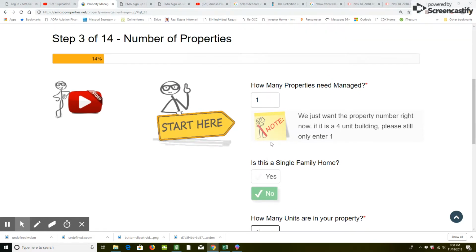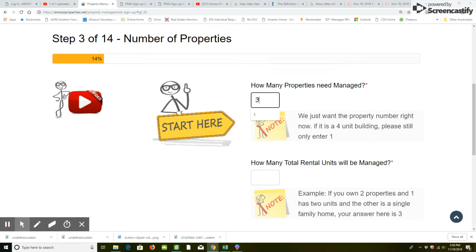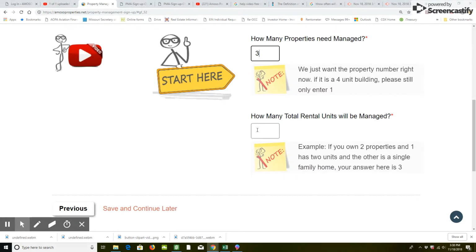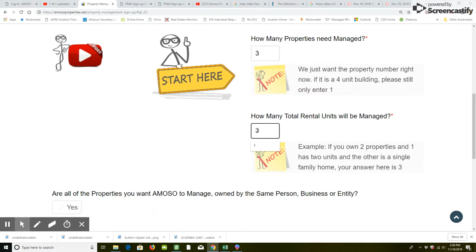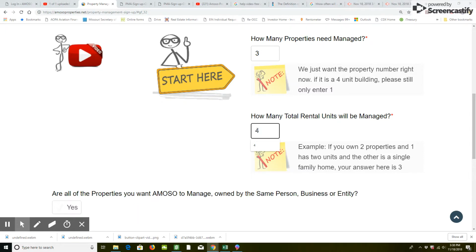Now if you happen to have multiple properties that you want us to manage, let's talk about that. I'm just going to say that maybe you have 3 properties. Then the next question is how many total rents will be managed? Well, if it's 3 single family properties, super easy: 3 times 1 is 3. Maybe you've got 2 single families and a duplex. That would be 2 units for the duplex and 2 single families, so 2 plus 2 is 4.